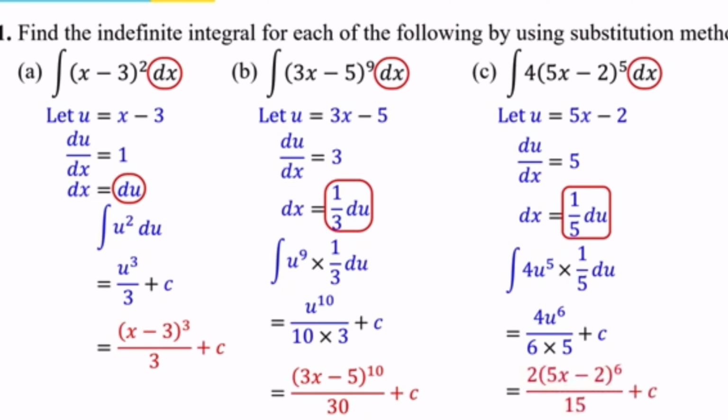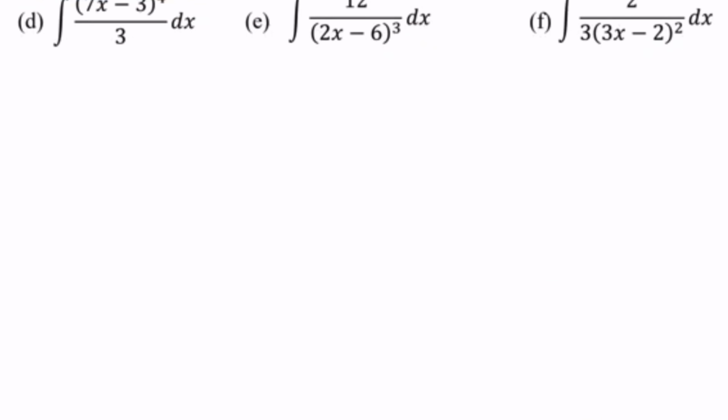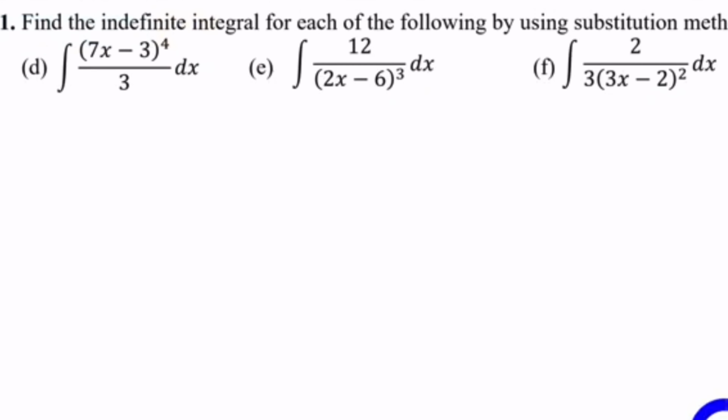And for c, u to the power of 6, right? And the 4 is still there, 4u to the 6 over 6, and then we have to divide by the 5, right? So it becomes 4 over 30. So if you simplify, it will become 2 over 15, right? All right?